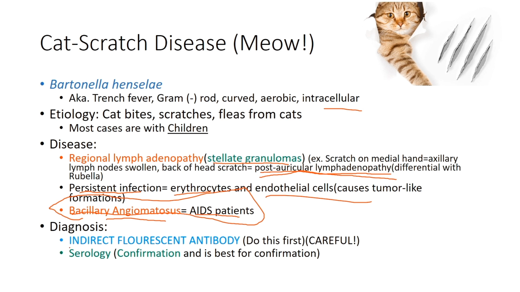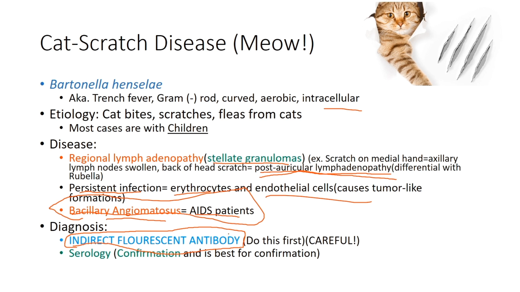So for diagnosis, and I want to emphasize this very carefully, I don't want you to miss this: I know in lecture she said serology, but she meant serology for confirmation. The actual first thing you do, and you have to be very careful, is an indirect fluorescent antibody. Not direct, not direct. Indirect fluorescent antibody. They will put both, so I want you to pick the correct one.